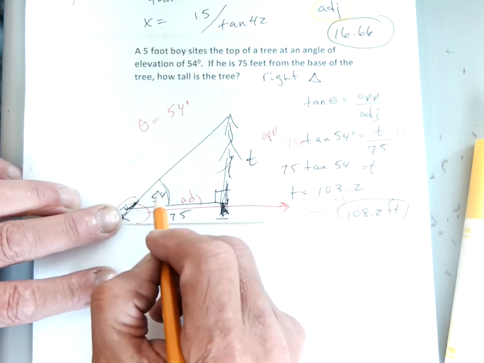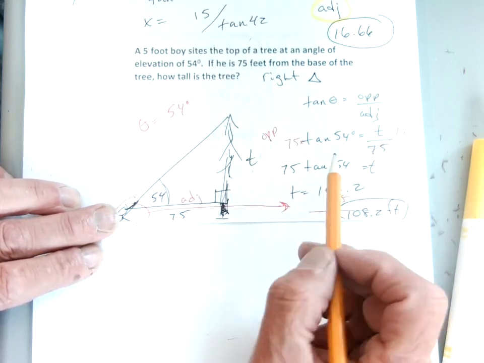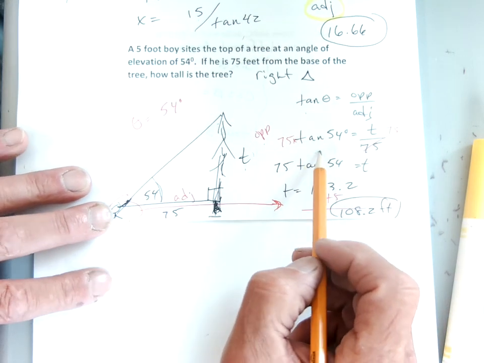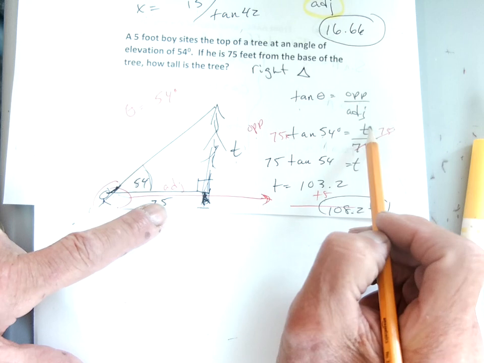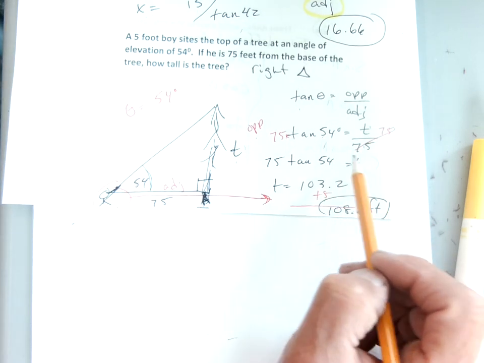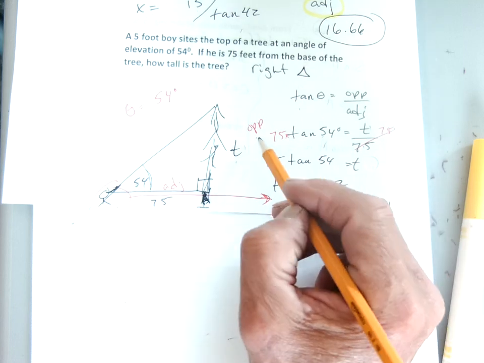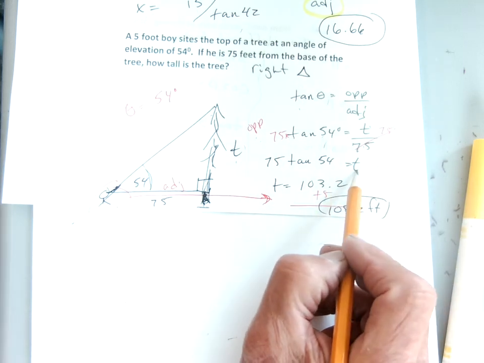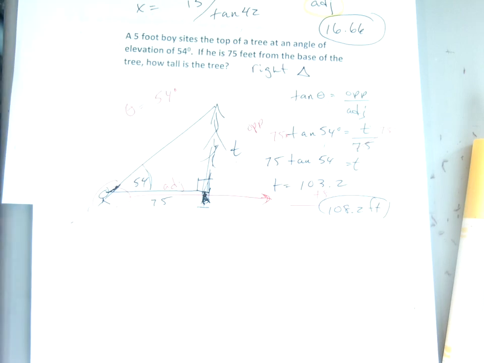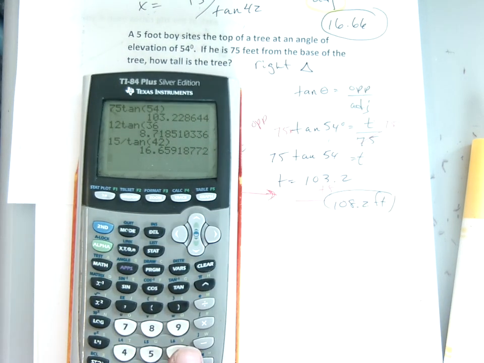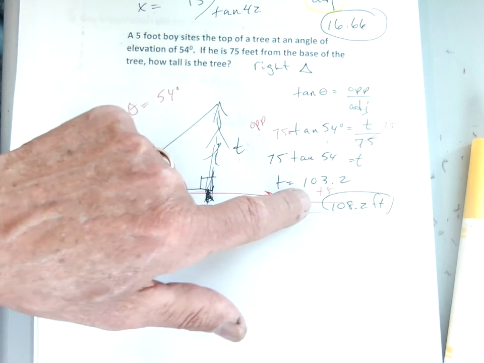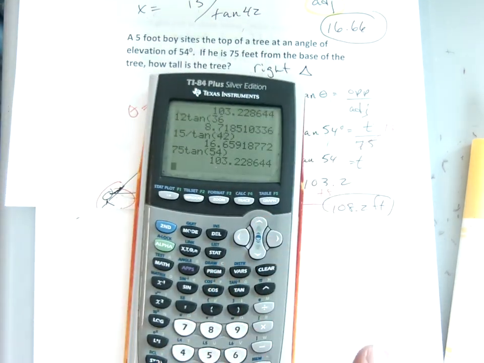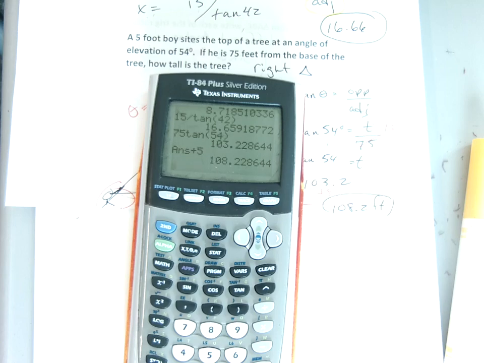Again, from the angle, there's my opposite side, my adjacent side. I'm going to use tangent. Tangent of theta, which is 54 degrees, is equal to the opposite, which is t, over the adjacent 75. To solve for t, multiply by 75 on both sides. So my t, my tree, is 75 tangent 54. I use my calculator, 75 tangent of 54. I get an answer of 103, but I have to remember to add in the boy's height, because his height is 5 feet above the ground. So add in the 5, and I get about 108.2.